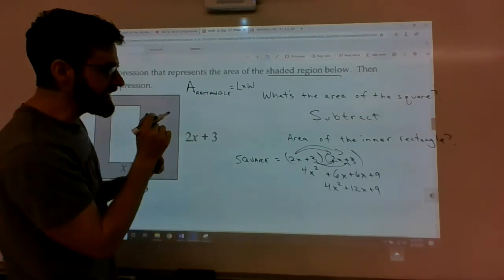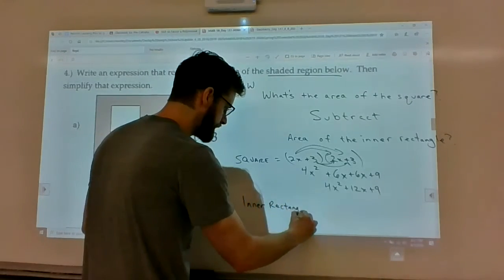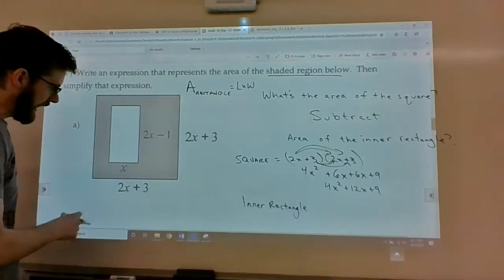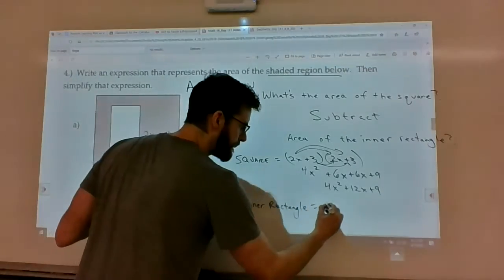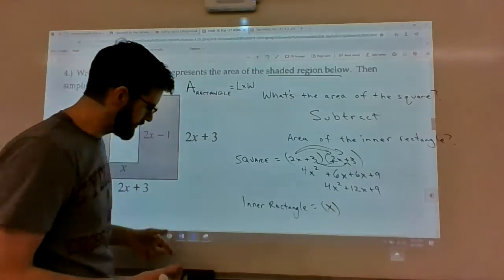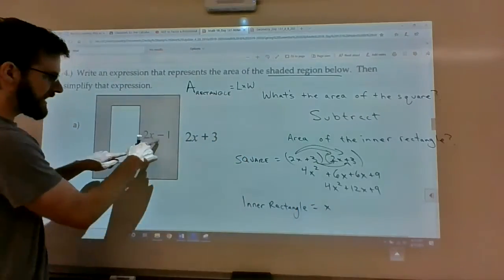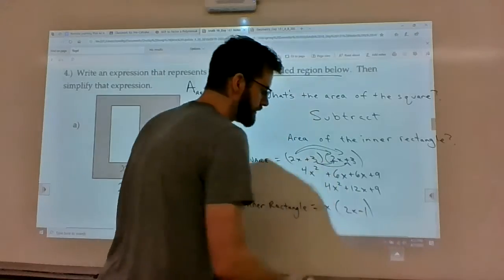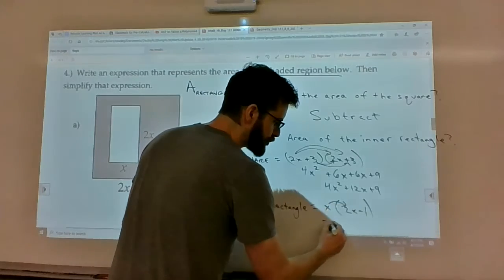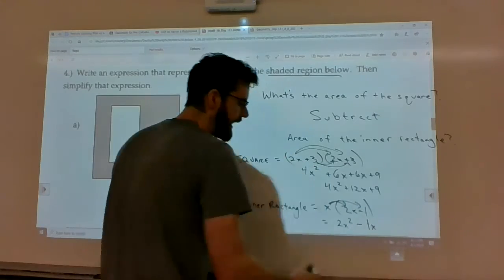Now the area of the inner rectangle. Again, it doesn't matter which one we call the length or the width. I could call this the length. I can put it in parentheses if I want to, but it really isn't required if it's just one term, that is. And then times 2x minus 1. Well, that's super simple. I just put an x on both of them. This is 2x squared now, and this is minus 1x.